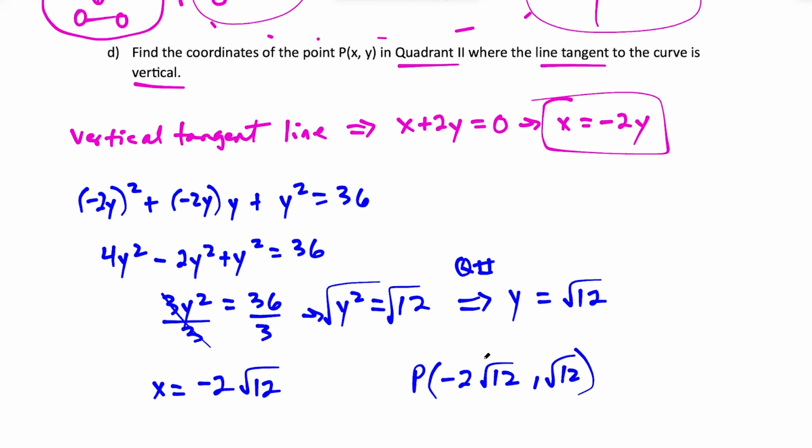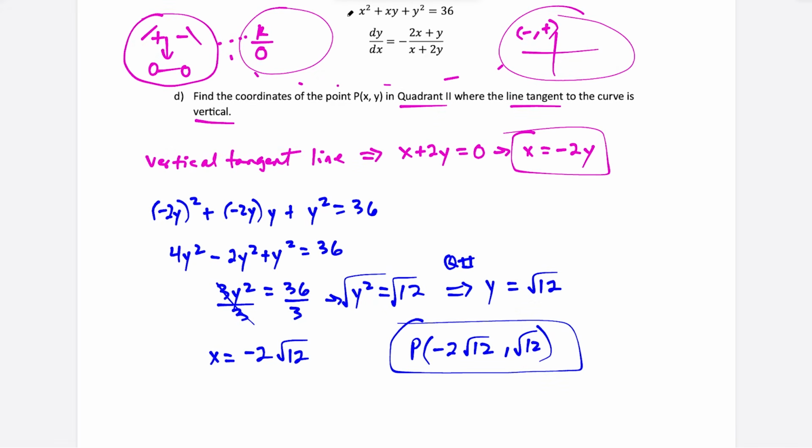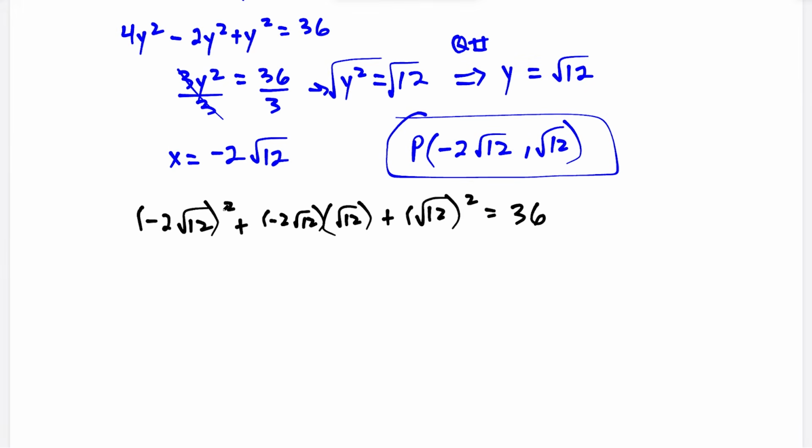And just know for the AP test, we don't actually have to simplify our radicals, so we could leave our answer like this. Now, one last thing I would do for insurance points is plug x and y back into the original equation just to make sure that it equals 36. So if we replace x with negative 2 radical 12, being squared, plus x, negative 2 radical 12, multiplied by y, which is radical 12, and then we add y squared, where y is radical 12, squared. Let's see if this is equal to 36. Negative 2 squared is 4, and radical 12 times radical 12 is 12.